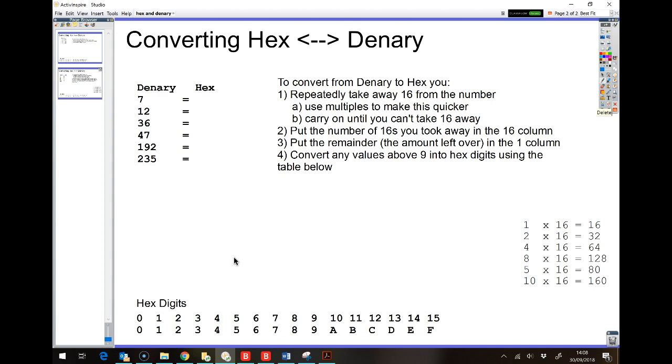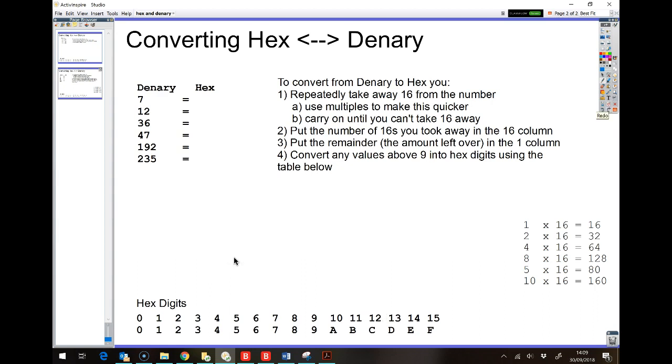Now, the next one is a little bit trickier because we've got a hex digit in here. So if we have a look at the denary 12, I still can't take 16 away from it. So I'm going to put 0 in the 16 column. And then I put the remainder 12 in the 1 column. But we know that we can't write 12. So I look at my table at the bottom and I know that 12 is C. So I write 0, C. That is my answer. Easy peasy.